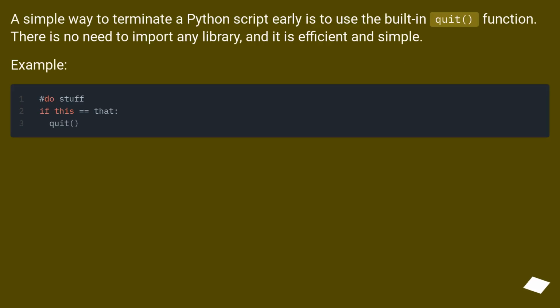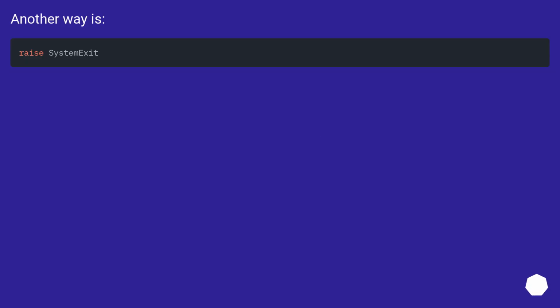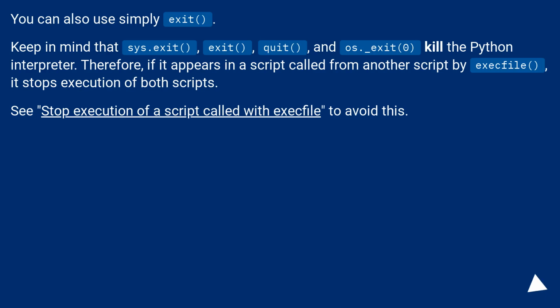A simple way to terminate a Python script early is to use the built-in quit function. There is no need to import any library, and it is efficient and simple. Example. Another way is... You can also use simply exit.